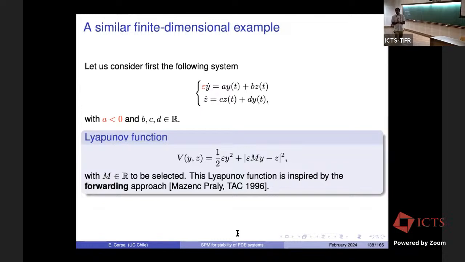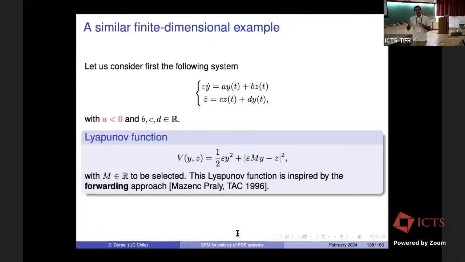So let's start with a finite dimensional example, having a similar structure to our system, just to see what's going on. We consider two ODEs: epsilon y dot equals a y plus b z, and z dot equals c z plus d y. Here, for instance, we can look at the first equation. We impose a less than 0, so we know that if we erase the coupling, if we put b equal to 0, it's a very simple system that we know is asymptotically stable.